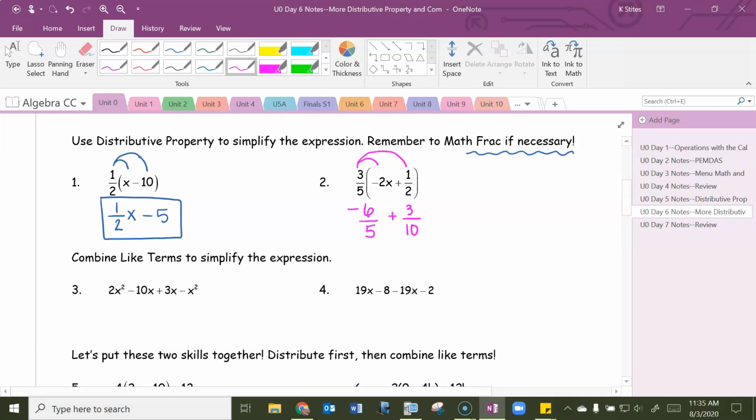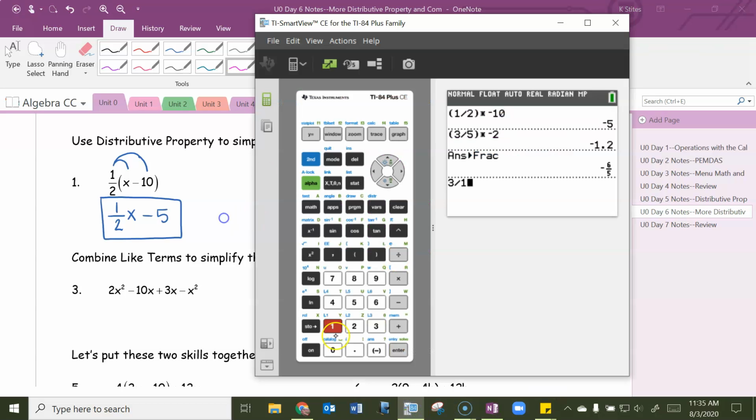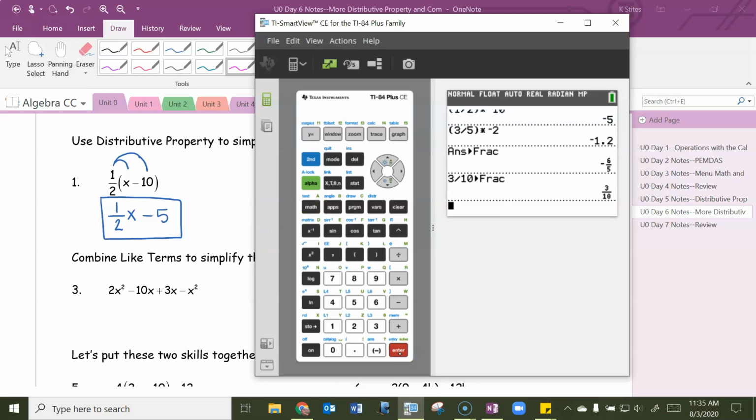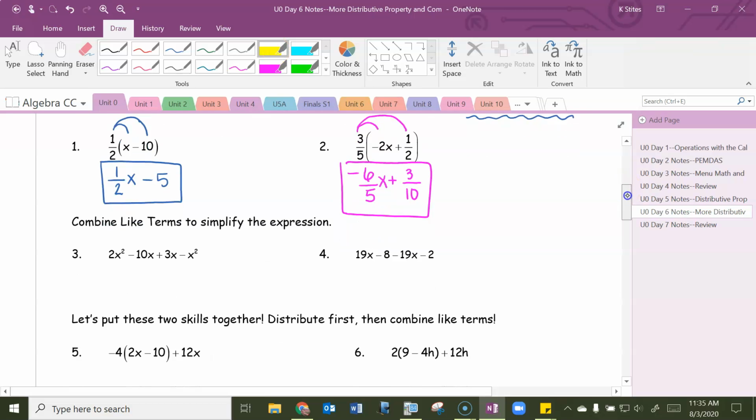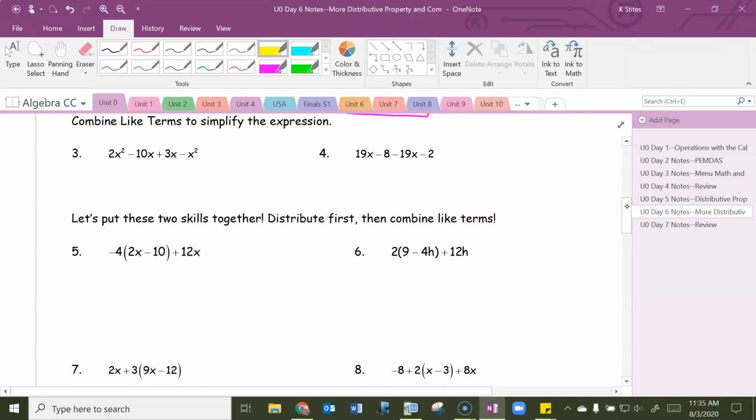Did anyone see that? What did I lose? I lost my x. So be careful of that. Now, 3/10, if you do decide to multiply that without your calculator, make sure that you check that it can't be reduced. 3/10, if you math frac it, can't simplify, right? Because 10 can't go into 3. You'll just end up getting the same thing. All right, so that's your distributive property review. Let's look at some combining like terms review.